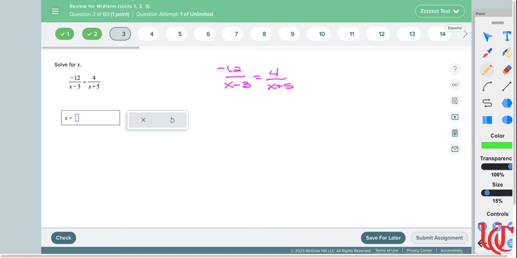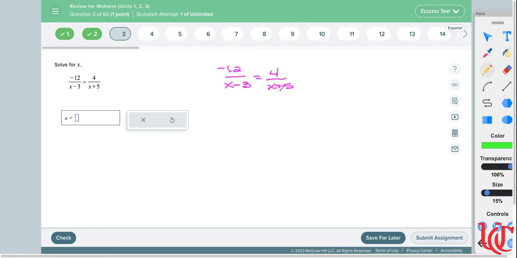Okay, so for this one, we have a proportion. So we have two fractions that are equal to each other. They are just single fractions. I've got it all as one fraction, so there's only one denominator. There's nothing extra added or subtracted to it. Equals a whole other fraction.